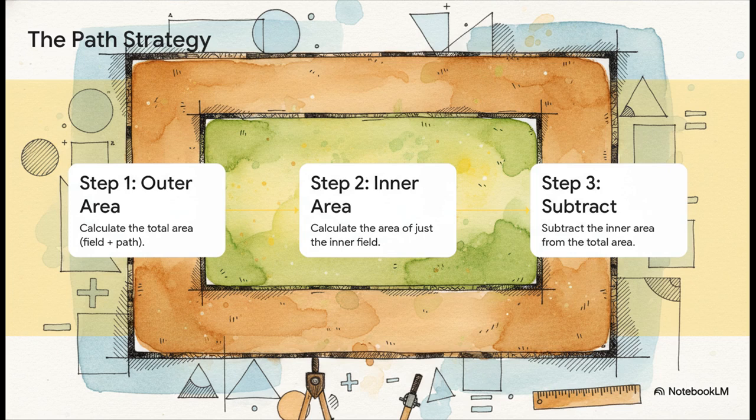The strategy is to see this problem as two rectangles. First, we find the area of the big outer rectangle. That's the field and the path together. Then we find the area of the smaller inner rectangle. That's just the field. And finally, we just subtract the small one from the big one. Whatever is left over has to be the area of the path.